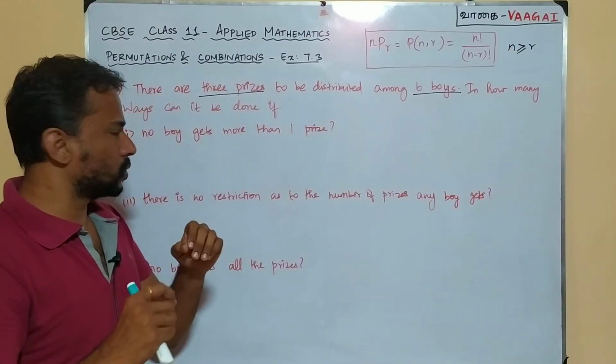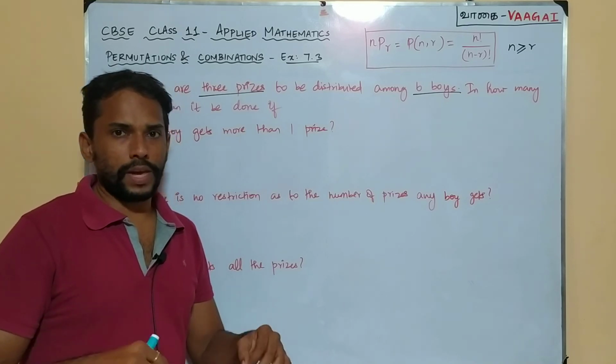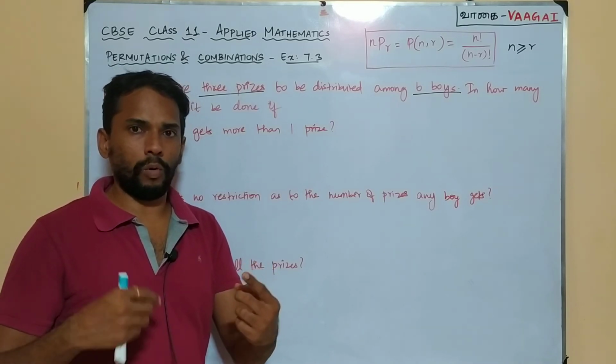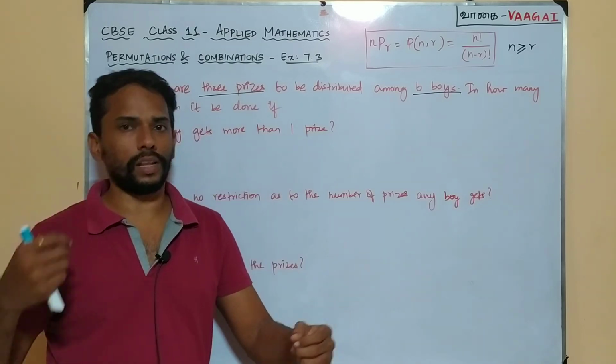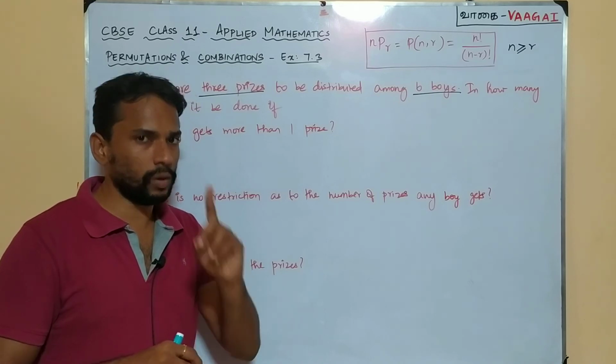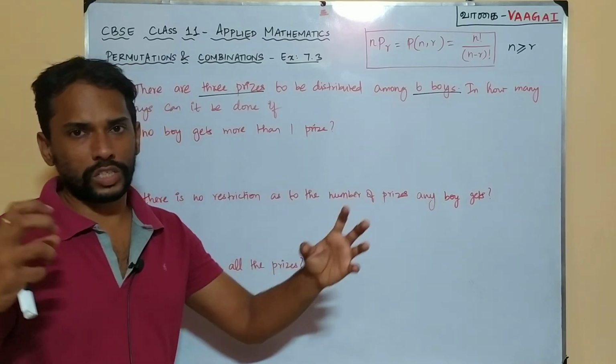No boy gets more than one prize means, the meaning is what? That means if a boy is getting one prize, the same boy should not be getting another prize. This is the meaning. So at a maximum a boy can get only one prize. So be clear with the question's logic here.